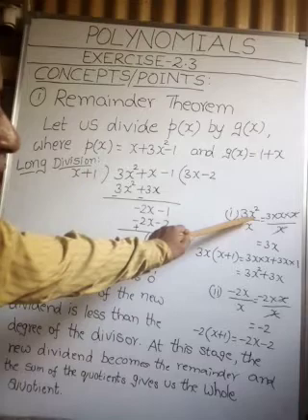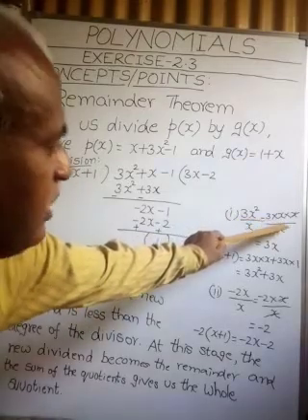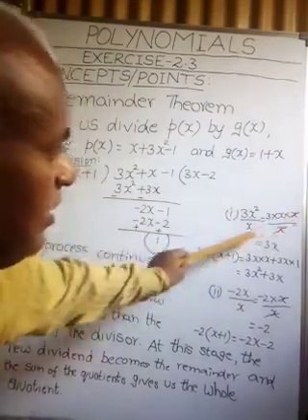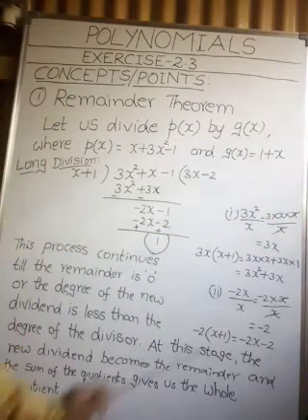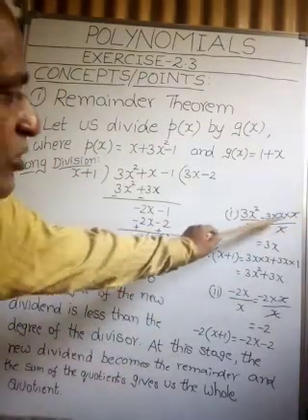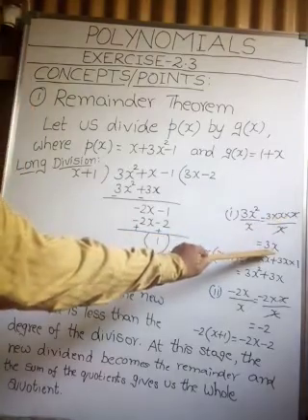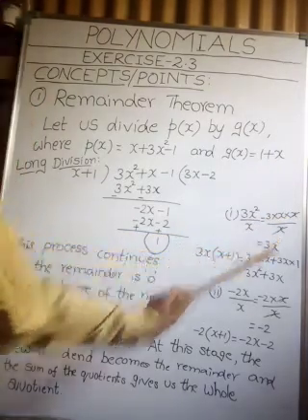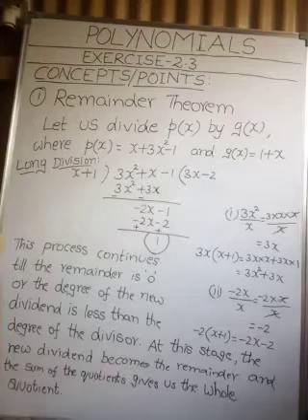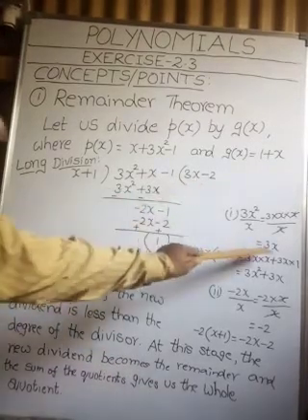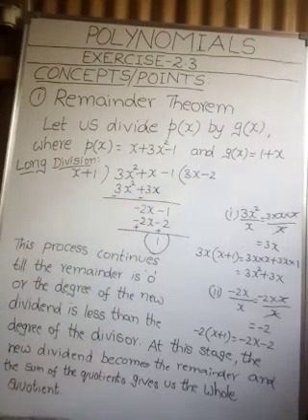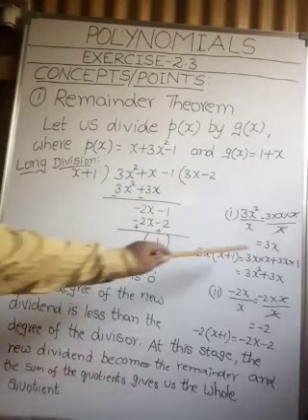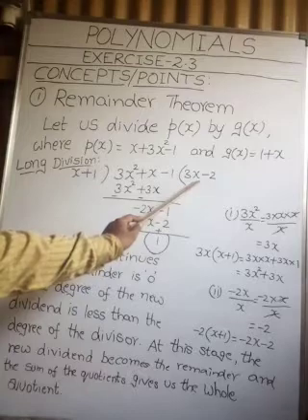So 3x² can be written as 3 into x into x, divided by x. Here x and x get cancelled. Then what will you get here? 3x. 3 into x. What do you write here? 3x. So this is the first term of the quotient. So we wrote here 3x. We wrote this term here. That is the first term of the quotient.